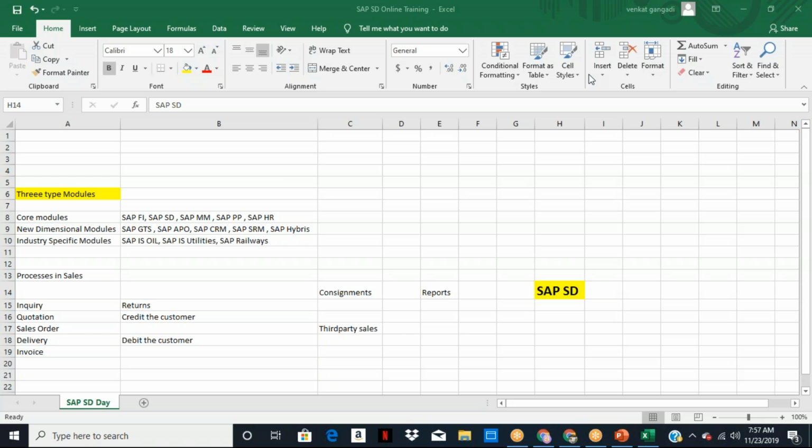And again, let us assume that the production people have already produced the goods, and we deliver the goods to the customer.